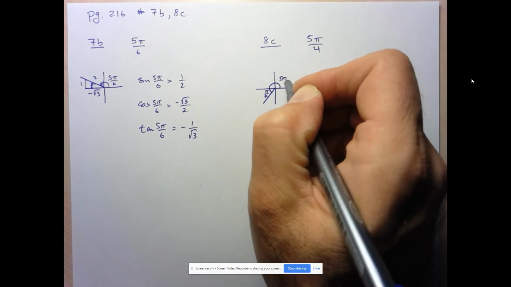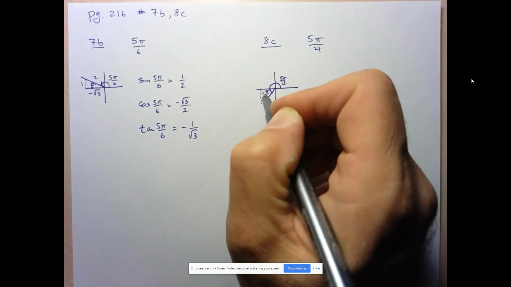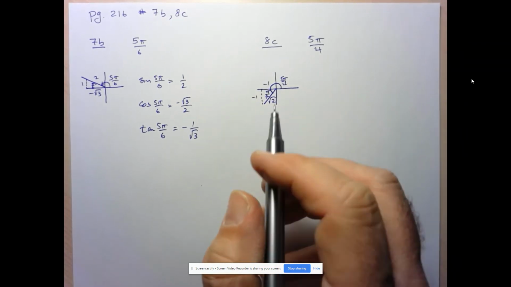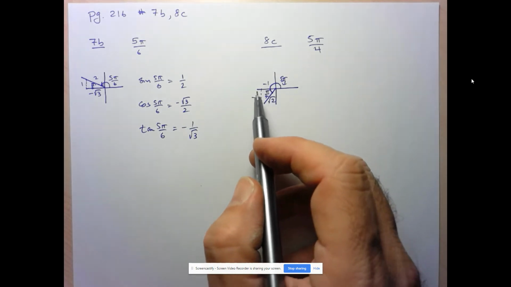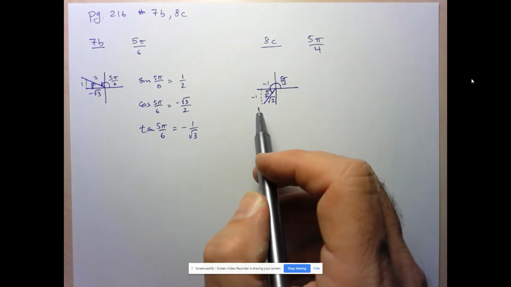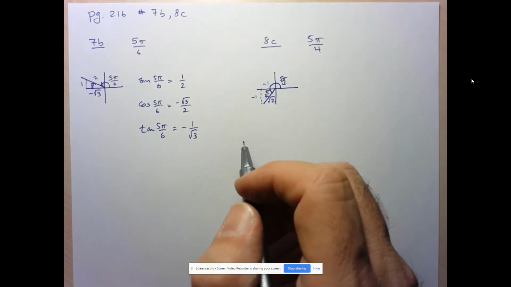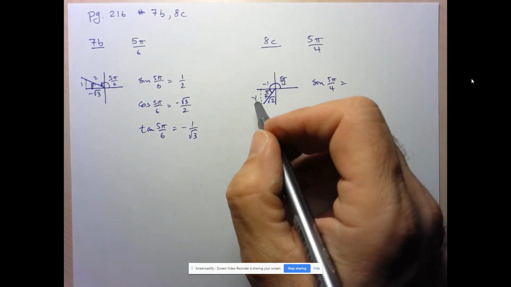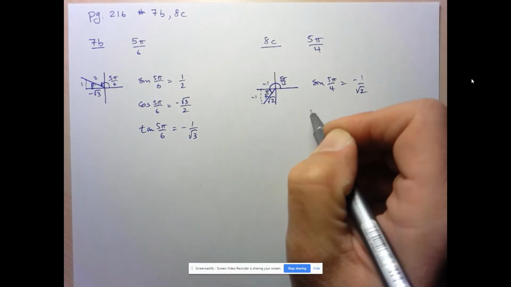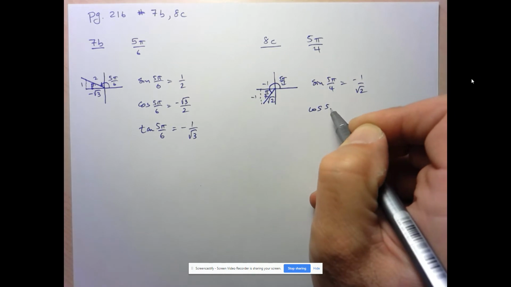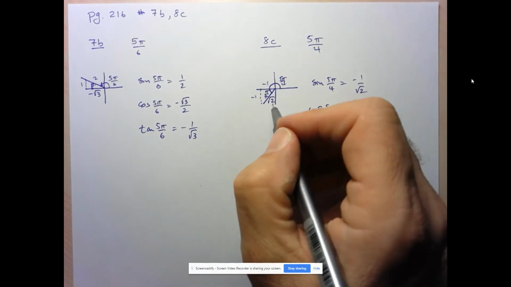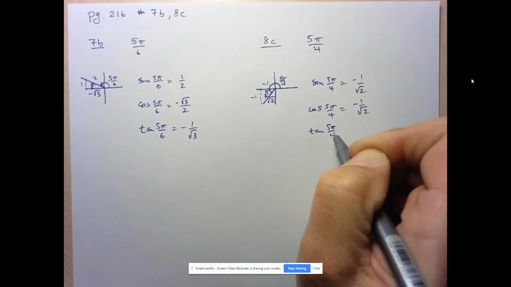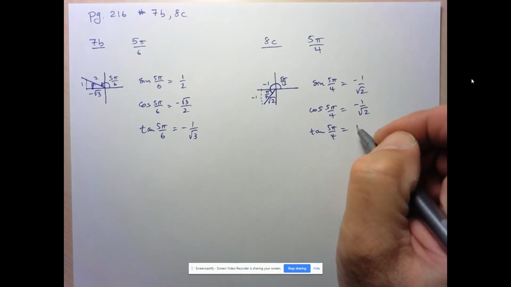The full angle is 5 pi over 4. And then, of course, this is just going to be the triangle, negative 1, negative 1, and root 2. Okay, so notice how I indicate these negative values because the x and y values are both negative. And as before, I'm just going to read off my answers. So sine of 5 pi over 4 is negative 1 over root 2. Cos of 5 pi over 4 is again negative 1 over root 2. And then tan of 5 pi over 4 is negative 1 over negative 1, which is just 1.